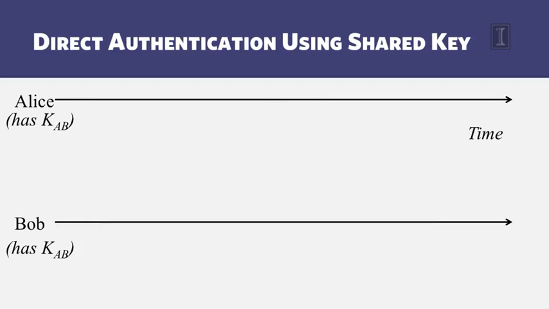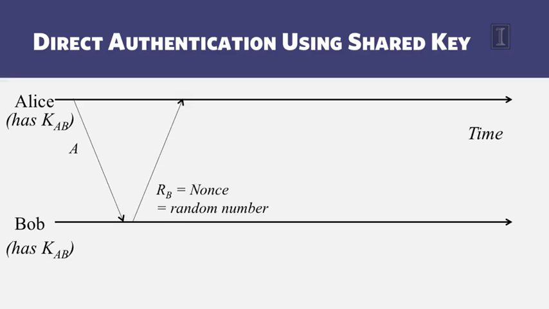So we have two principals, Alice and Bob, who already share a shared key. We call that KAB. And Alice and Bob need to verify that each of them is in fact who they are pretending to be. So Alice needs to convince herself that Bob is Bob, and Bob needs to convince himself that Alice is Alice. So for this, we use a shared key, obviously. Alice first sends a message to Bob saying, hey, I'm Alice over here.